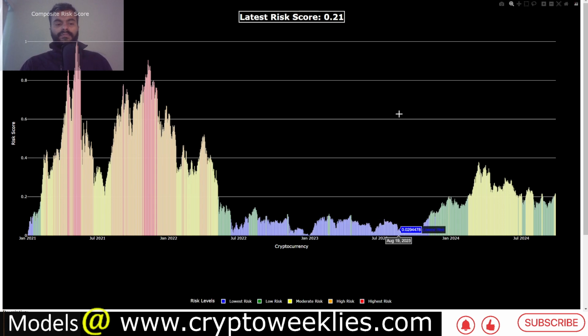In terms of the normalized risk for the top 100 cryptos by market cap, the latest zone that we are in is moderate risk.